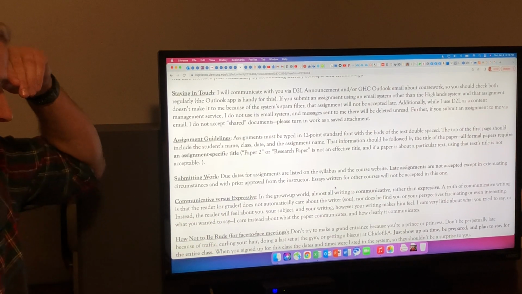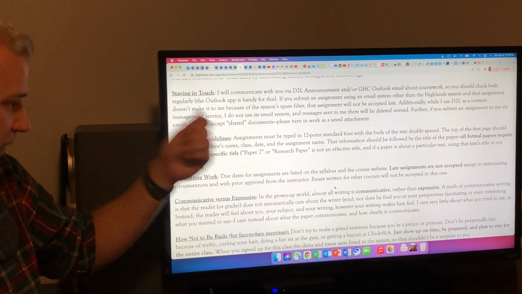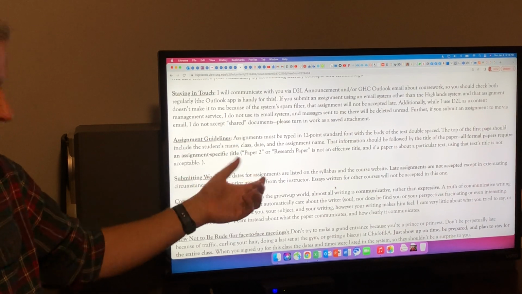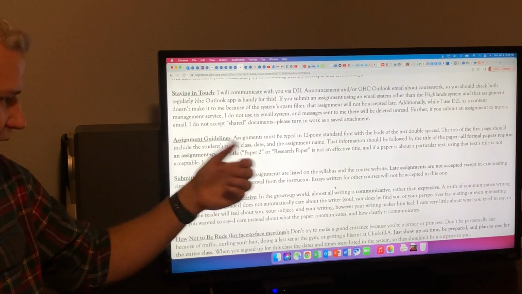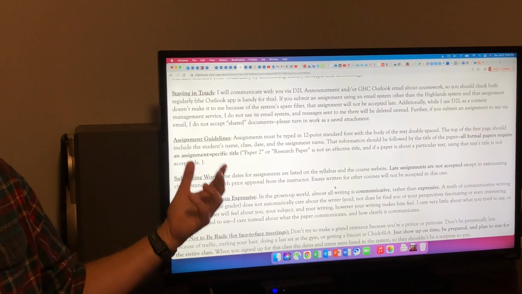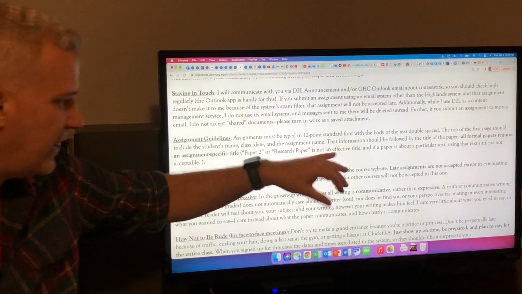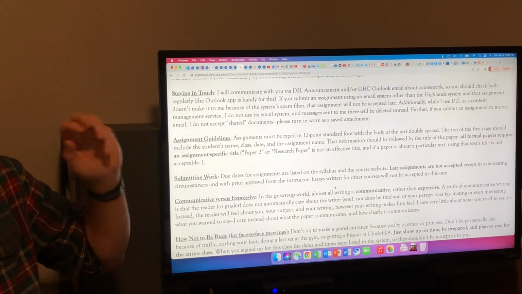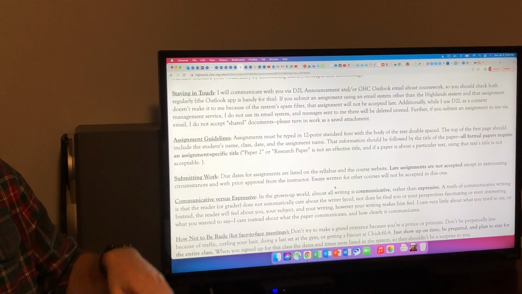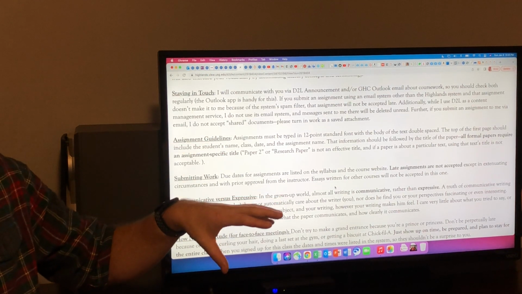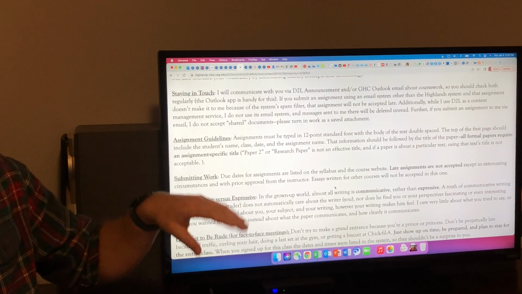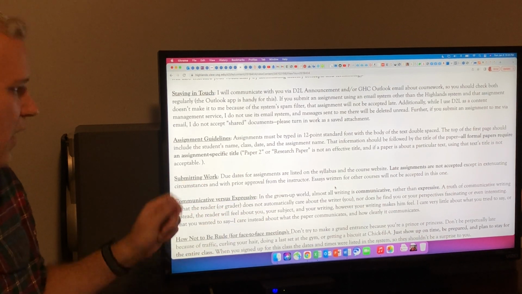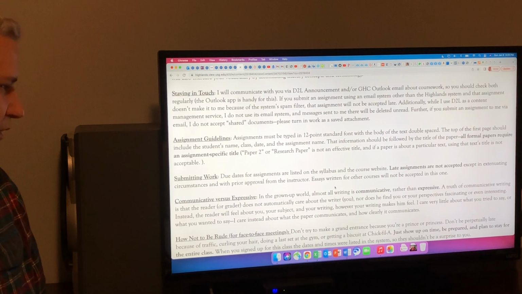The top of the first page should include your name, the class, English 1102, the date, and the assignment name, you know, exam 4, exam 5, something like that. That information should be followed by the title of the paper. All formal papers, and we will write 5 papers in this class, the 2 research assignments and then 3 other short 500 or 600 word papers, require an assignment specific title.